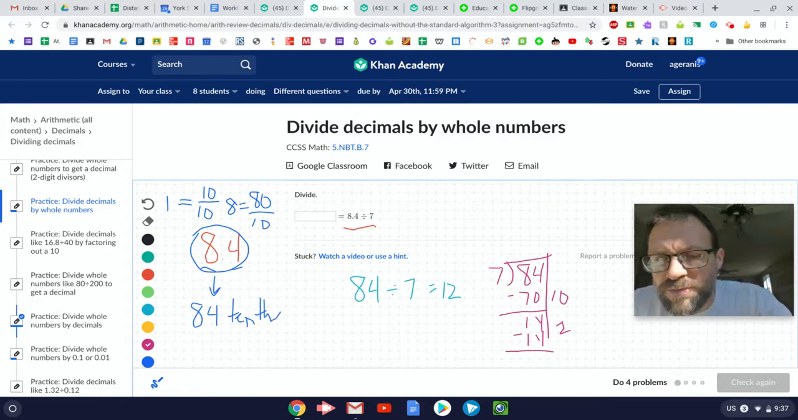So 2 times 7 is 14. That leaves us with no remainder. So now we have our 2 partial quotients, 10 and 2. We're going to add them up, and we're going to get 12. And we got 12 already.